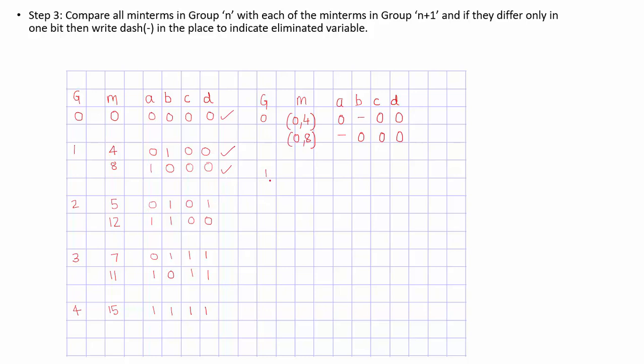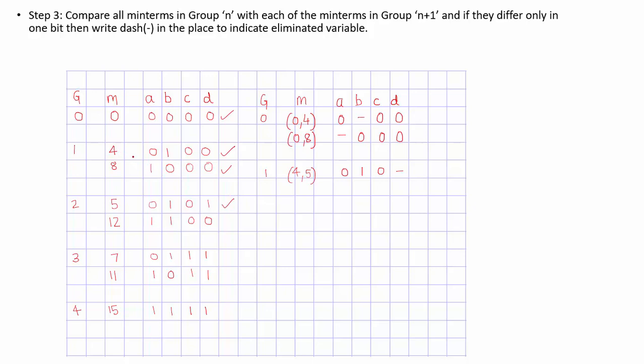So my next group is group 1. First member will be 4, 5. ABC was 0, 1, 0. Only D was getting changed from 0 to 1. So I'll write dash. And I must put a check symbol next to 4 and 5.